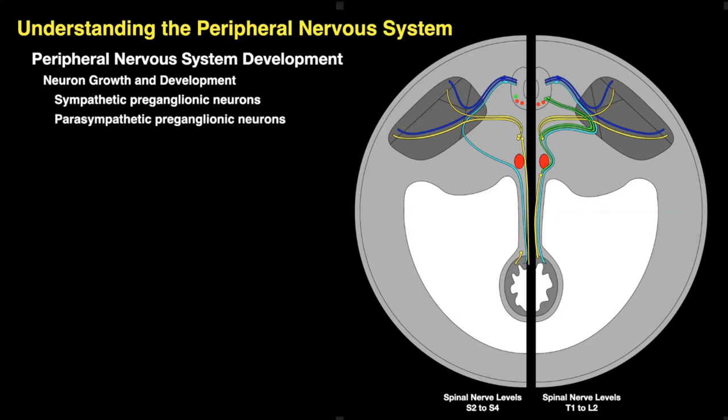Let's do the parasympathetic preganglionic. The only place they come from in the spinal anatomy is S2, 3, and 4. So they exit and head down through the mesentery all the way down to innervate those postganglionic neurons of the parasympathetic system that were going to the gut tube.